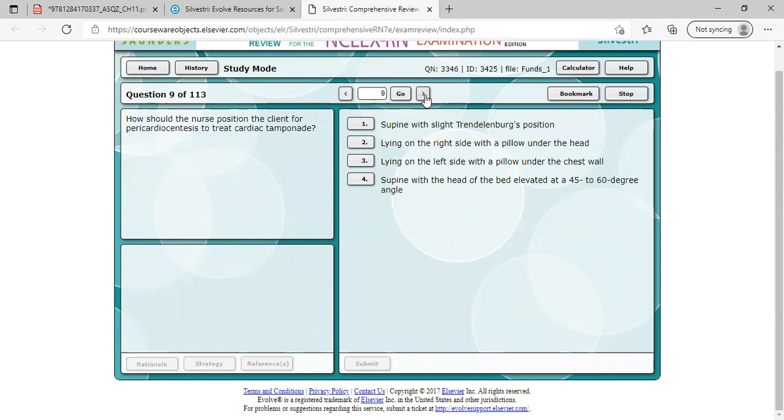Next question here. How should the nurse position the client for pericardiocentesis to treat the cardiac tamponade? So, like a patient need to go for pericardiocentesis, so what should be the position?